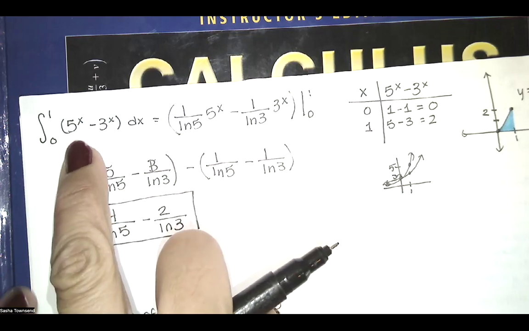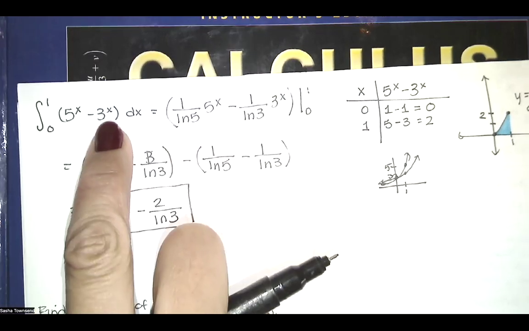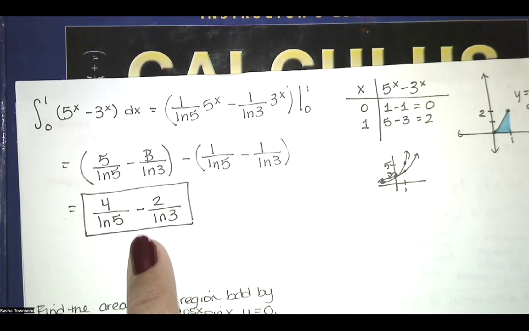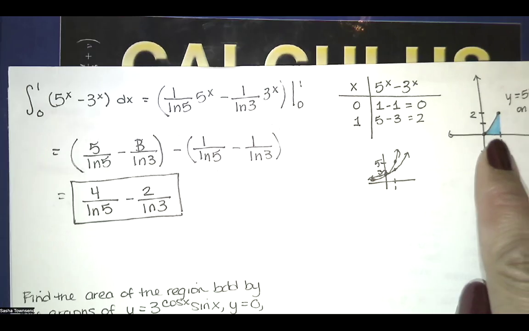And I know 5 to the x is greater than 3 to the x, just because the graphs are going to look roughly like that. So I expect this to be some small positive number. That positive number is going to be that area.